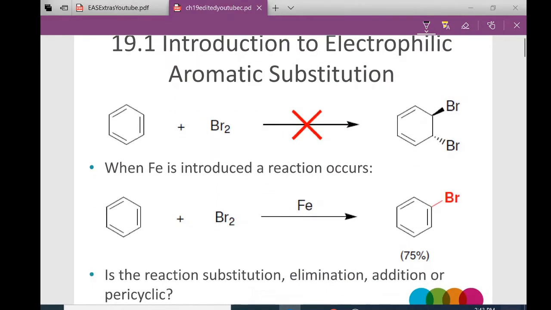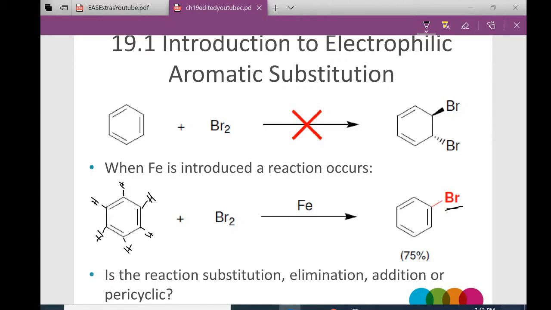But if we use a Lewis acid catalyst, we can actually get what's called a substitution reaction. So we're substituting a hydrogen on the benzene ring for something like a bromine. So we're going to see different variants of the substitution reaction dealing with electrophilic aromatic substitution. Remember that benzene, all of its carbons are sp2 hybridized, so each one of these carbons has one hydrogen. And we're going to be replacing one of those hydrogens with something like a bromine in this case.